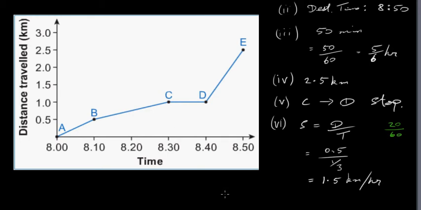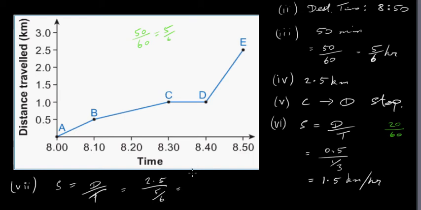What other kind of questions can you be asked? You can be asked the overall average speed. So again, the overall average speed is distance over time. The overall distance is 2.5 kilometers. It took 50 minutes, and 50 minutes is 50 over 60, which is 5/6 of an hour. So we're going to divide by 5/6.